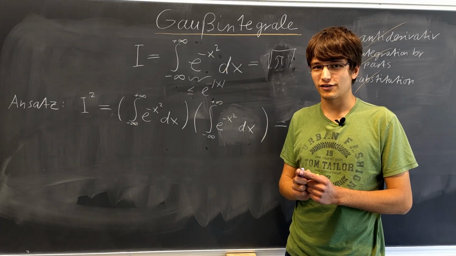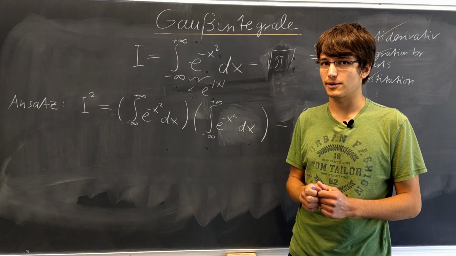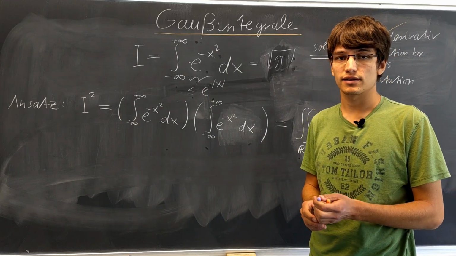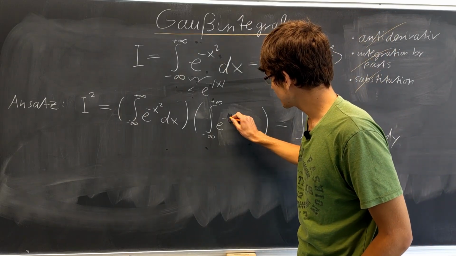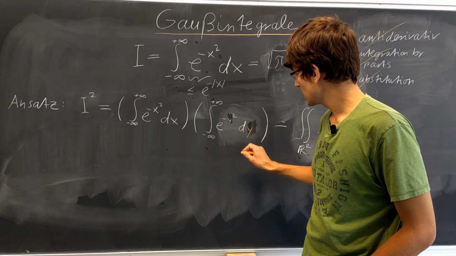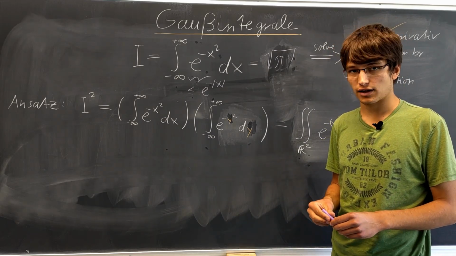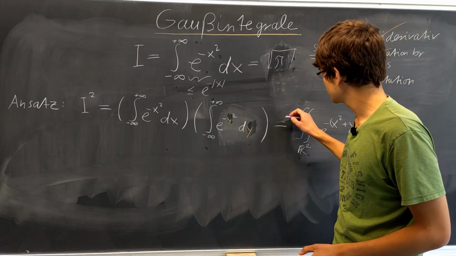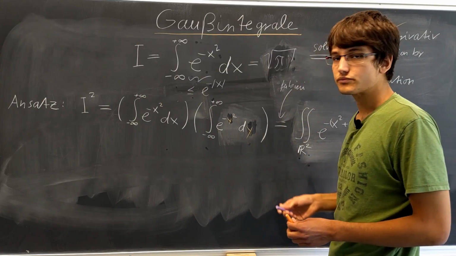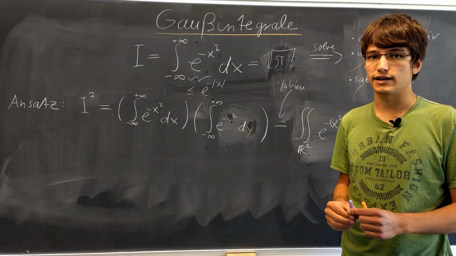To solve our tricky integral, I use the following ansatz. Instead of calculating I, I'm calculating I squared. So I noted it down here, and we can do a change of variables. x is an integration variable, so we can change it naturally. Knowing that e to the power of minus x squared is integrable, we can use Fubini's theorem, which allows us to do an integration over the whole plane R squared.